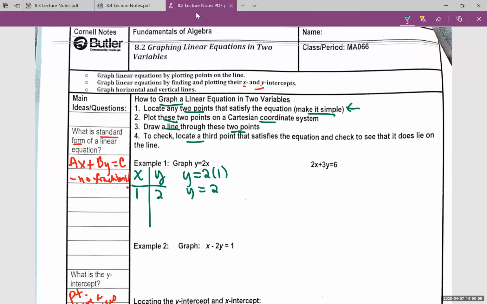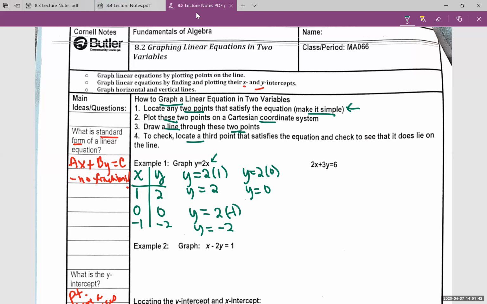Now we need one more point. What do you want to try this time? I like to keep it simple. What if for x we put in a 0? Let's see what we get for y. y equals 2 times 0. y equals 0. So when we put in a 0 for x, we get a 0 for y. Now you really only need 2. You can do as many as you want. Let's say just for kicks, we put in a negative 1 for x. So 2 times negative 1. So in this case, y would be negative 2. So let's go ahead and graph.